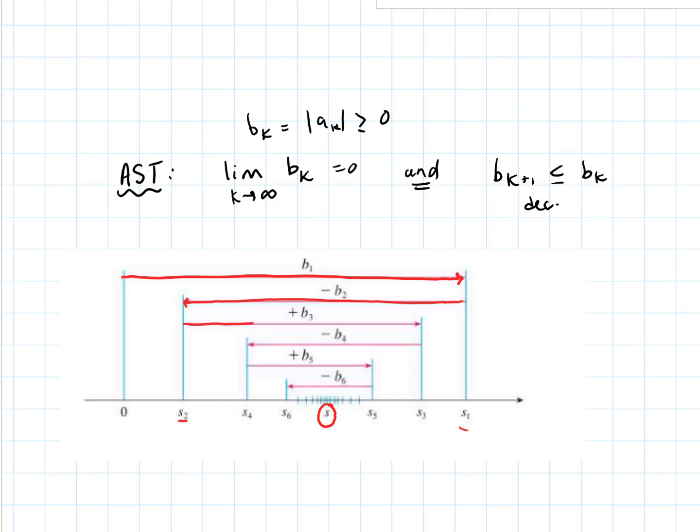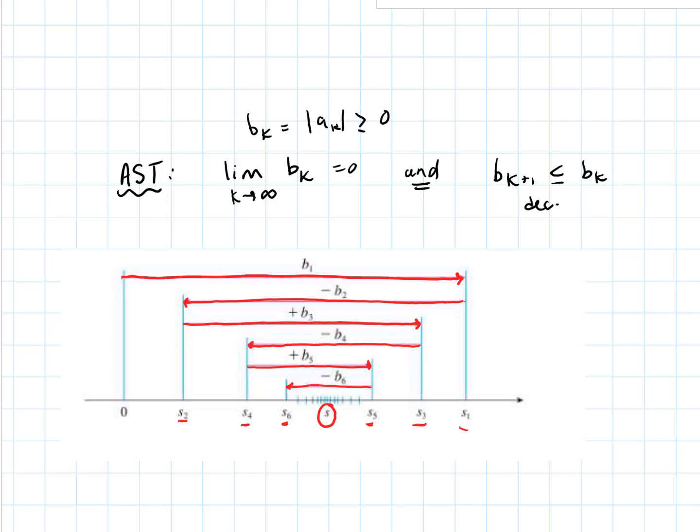Then you go forward to S3 by adding B3. But again, B3 has to be smaller than B2. And then you subtract B4, because you add and subtract in an alternating series, and you end up at S4. And then you go forward to S5 by adding B5. Then you go backwards to S6 by subtracting B6. So these little B sub k's are getting smaller and smaller. We're alternating the sign, they're going to 0, and we're zeroing in on this S.